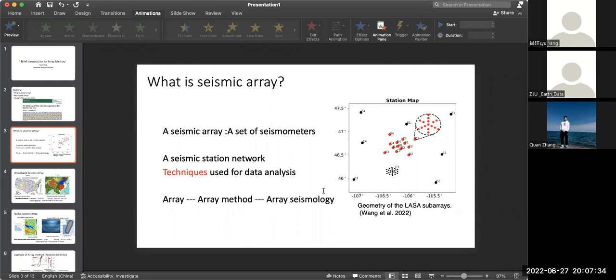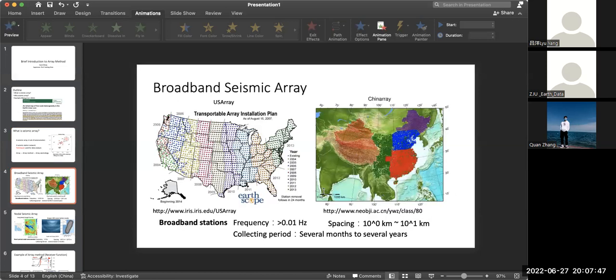This right figure shows the Nature Geoscience paper using an array method to measure the heterogeneity of the inner core. So in this part, I would like to talk about the two main types of array. Well, the first one is the broadband array.